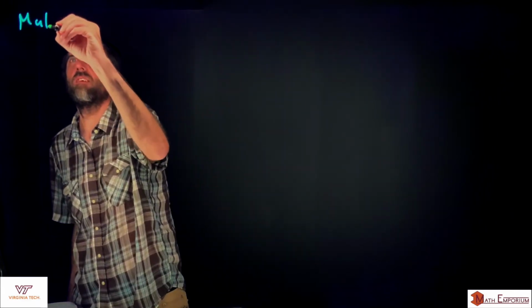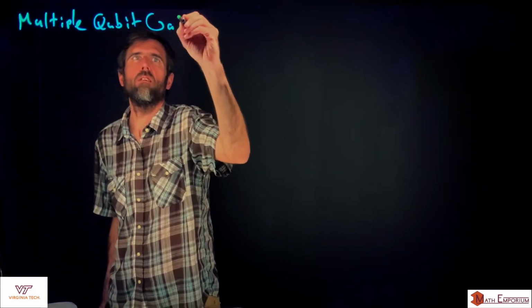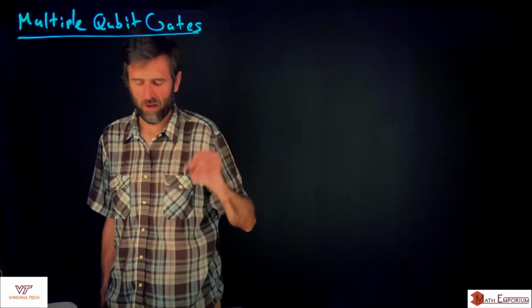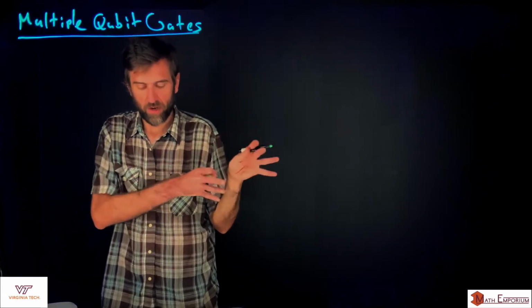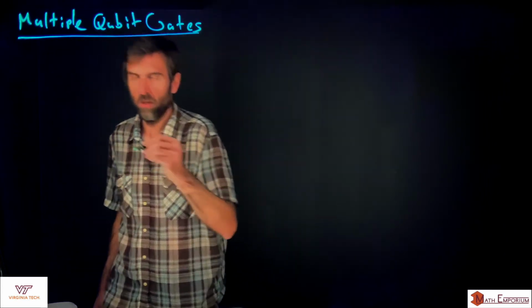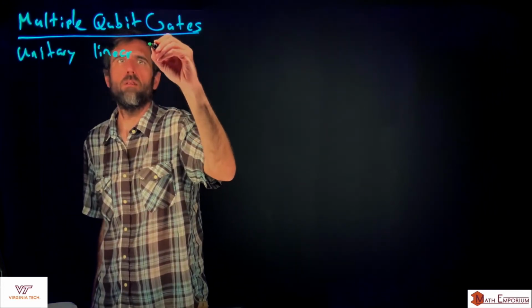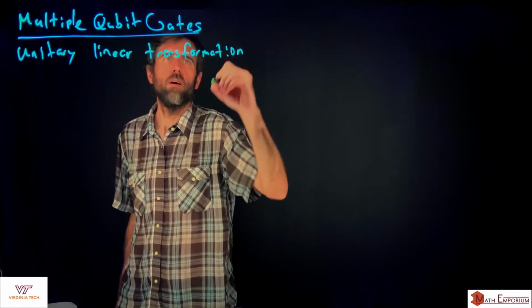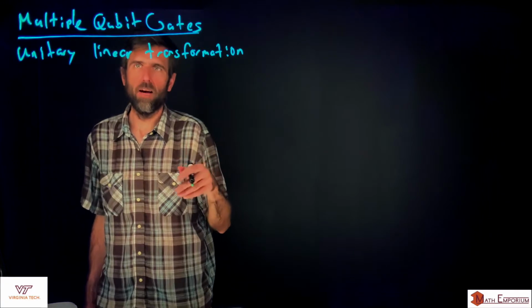So now we'll look at multiple qubit gates. The idea is the same as it was in the single qubit state. This will be a unitary linear transformation. So any unitary linear transformation over the complex space of the appropriate dimension will be a valid multiple qubit gate.